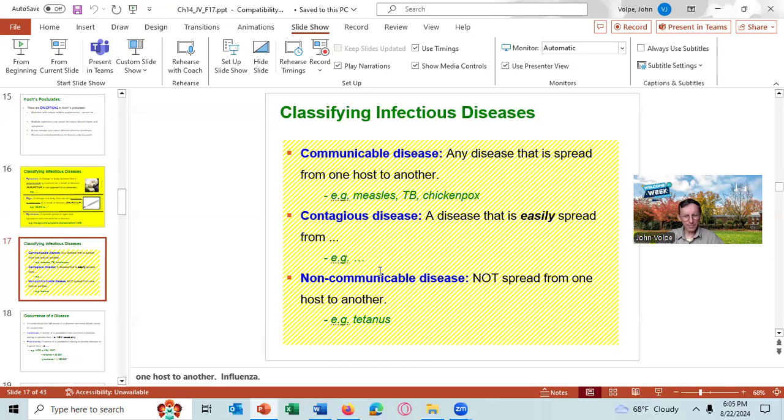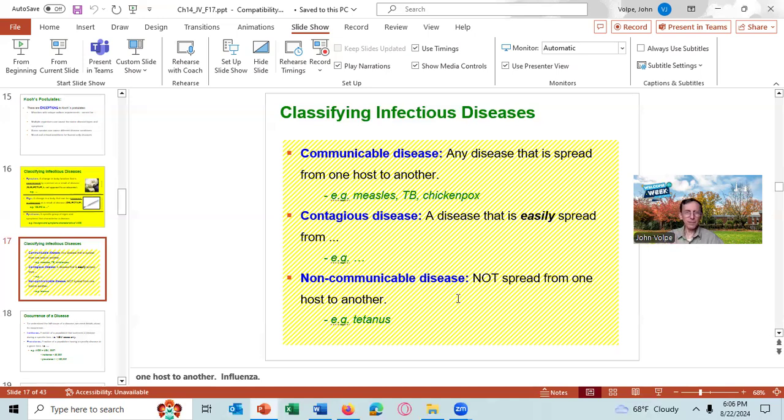Any question about any of that? So all contagious diseases are communicable diseases, but not all communicable diseases are contagious diseases. Any question about that?